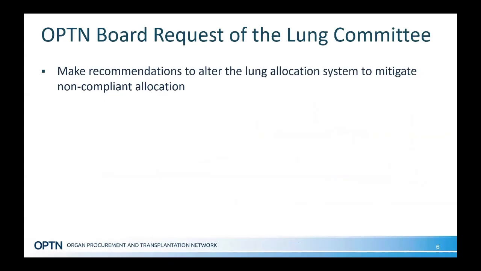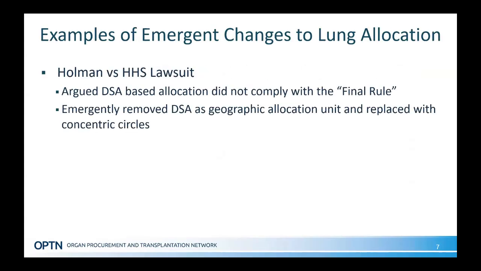So the newly seated OPTN board last year asked the Lung Transplant Committee to make recommendations for changing the lung allocation system with the purpose of reducing AOOS. And as Dr. Lease mentioned, we do have some precedents for the need to change allocation emergently.